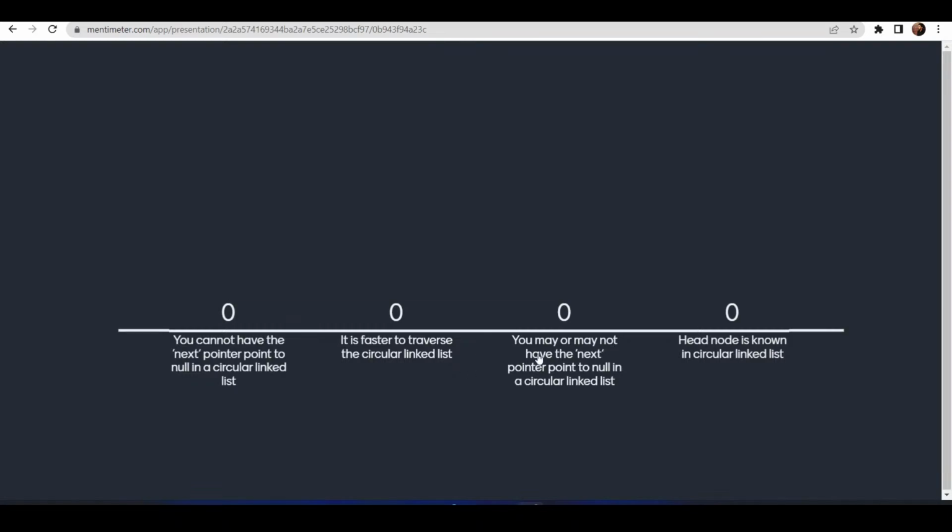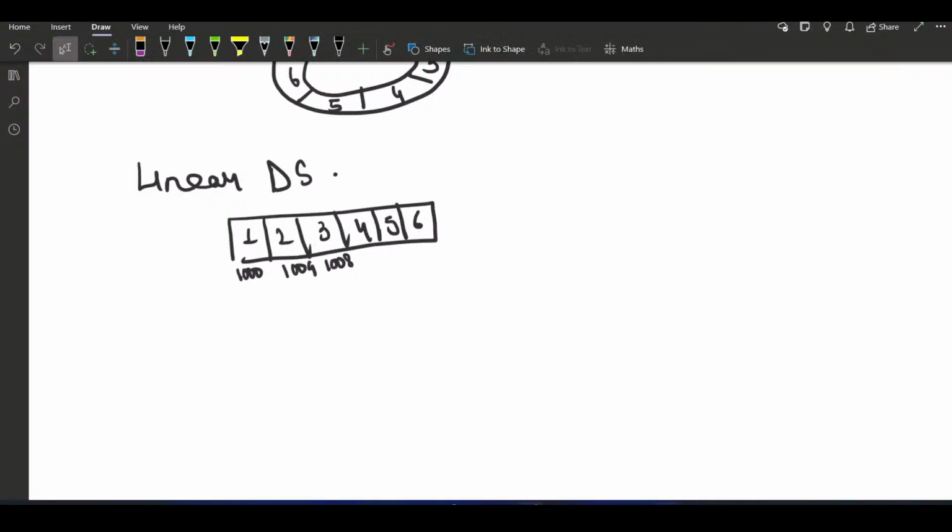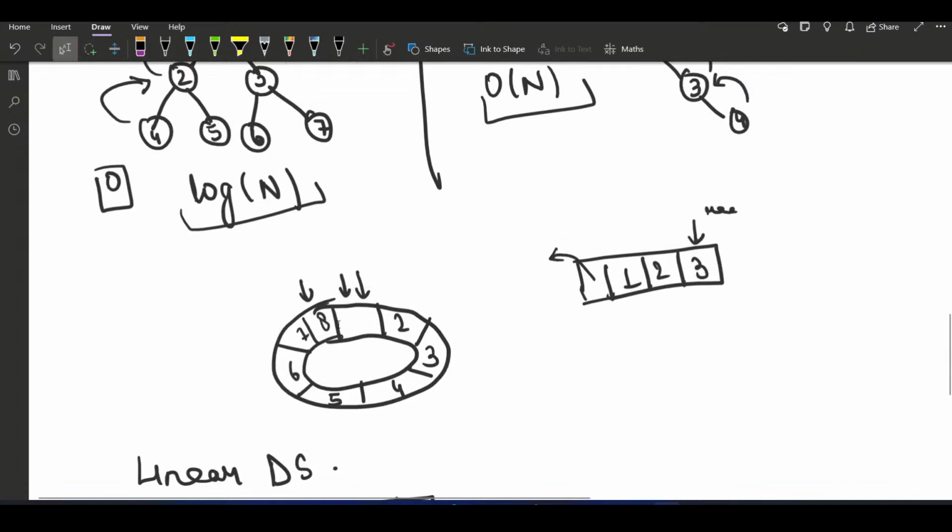Next, you may or may not have the next pointer as null in a circular linked list. Yes, it is very true, because there is a liability in the circular linked list that you can have the null pointer or you can't, because if each and every node is pointing to the next node in a circular fashion, suppose this is a circular linked list, each node has the next pointer pointing to another node. And for 8, suppose this is the last node, so 8 will be pointing to the very first node, which in this case is 1.